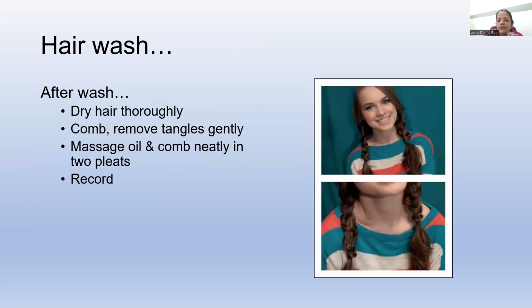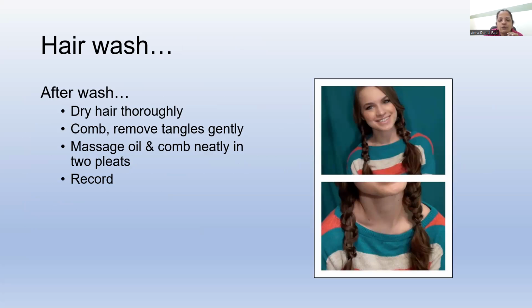After the wash, drying should not be forgotten, right? Otherwise, the patient can catch a cold and cough, right? And of course, combing nicely and gently while removing tangles. Oil massage should be done, and if long hair is there, then it should be neatly combed in two plaits.